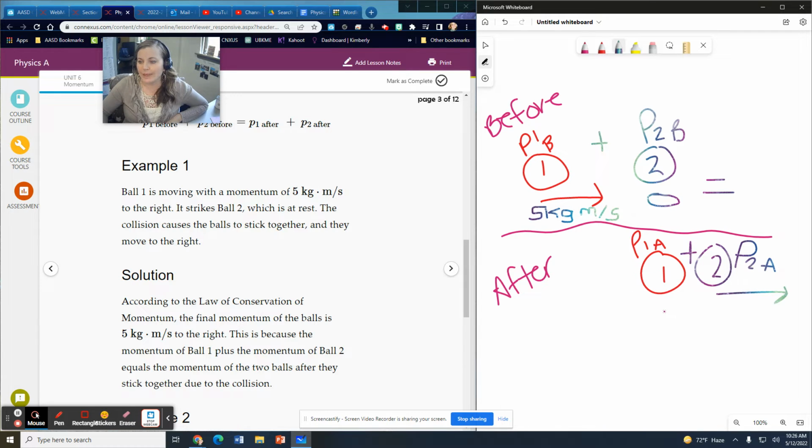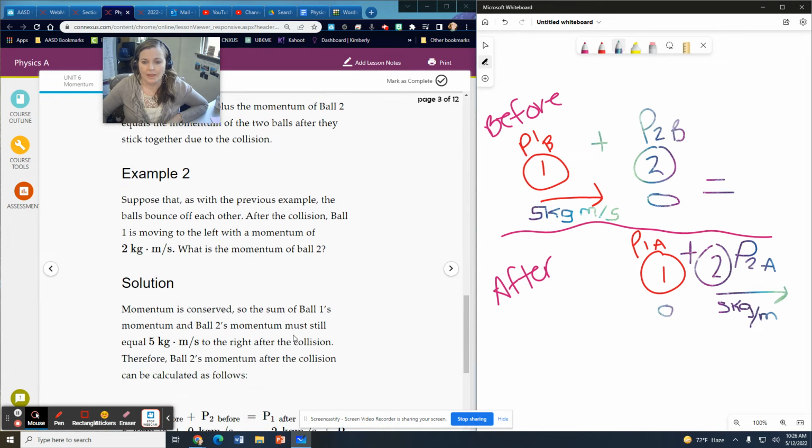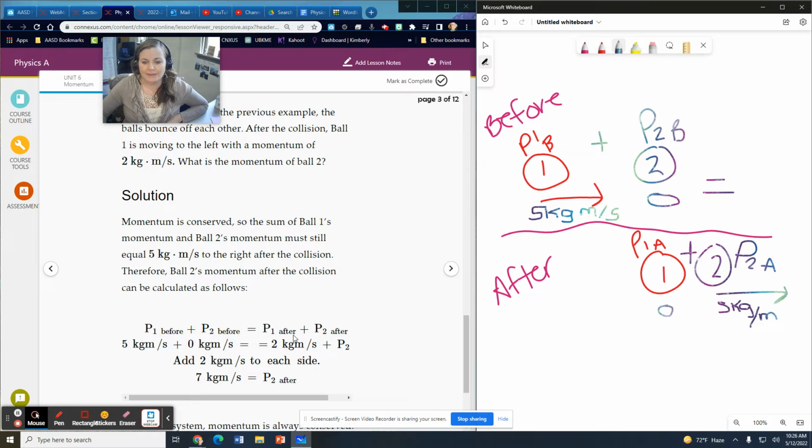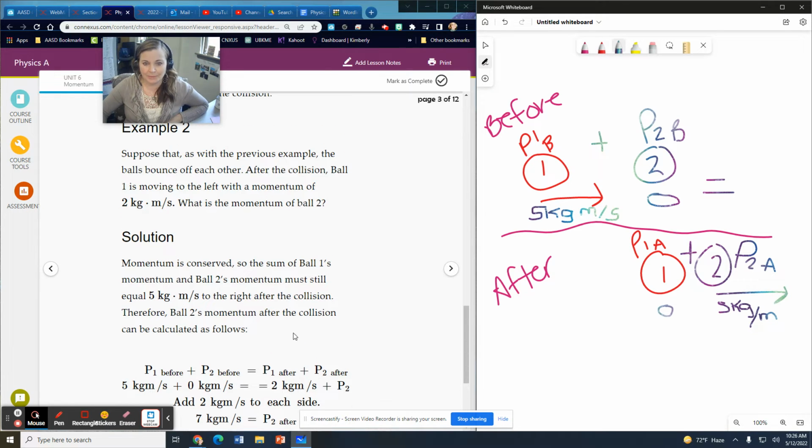Afterwards, ball 1 has a momentum of 0 because it's not moving, and ball 2 has a momentum of 5 kilogram meters per second, right? Because it is now in motion with the same velocity as ball 1 had before. So that's our solution, and that's how we see conservation of momentum there. It's not always going to be equal in that situation. It depends on the type of collision that we have.